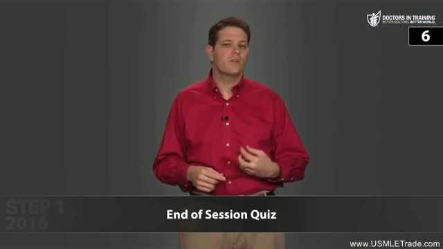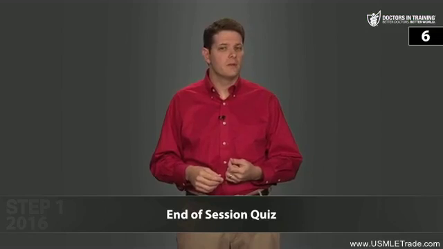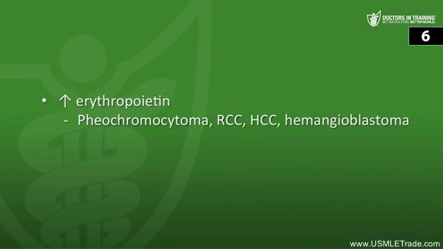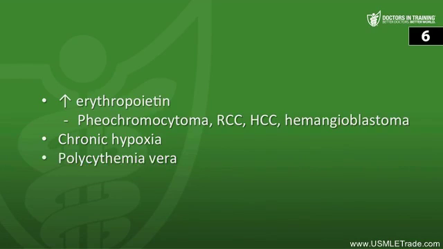Next, what are some of the different causes of polycythemia? Elevated erythropoietin, and again that can be due to one of four neoplasms, pheochromocytoma, renal cell carcinoma, hepatocellular carcinoma, and hemangioblastoma. Remember we had a mnemonic for those. Chronic hypoxia because of pulmonary disease like COPD, and that's also because of increased erythropoietin. And polycythemia vera can cause polycythemia, but here the erythropoietin level is low. And finally we said that about 60% of trisomy 21 patients have polycythemia at birth.